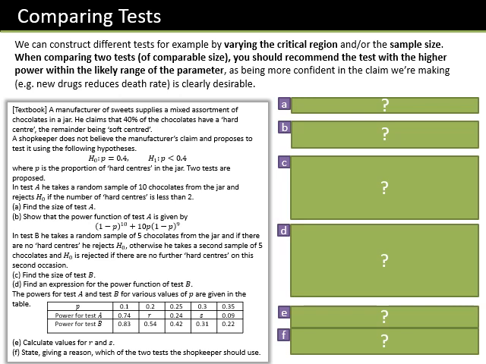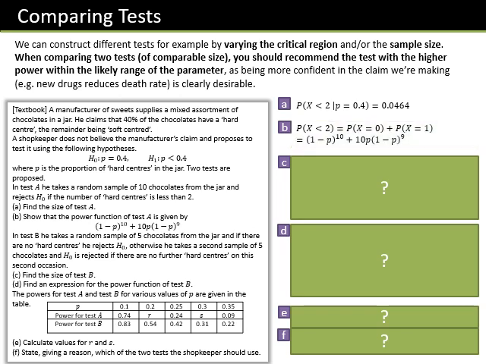It's binomial in this particular case, so the probability of less than 2 is 0.4, which gives us our size of this test. Part B. For part B, we now need to find the power function of this test. It's going to be the same thing, but we don't know that p is 0.4. So we want the probability that we get 0 hard centres and the probability that we get 1 hard centre, and add those two together.